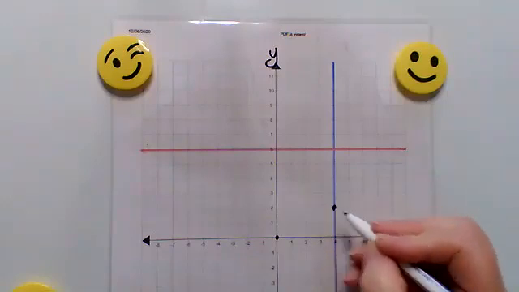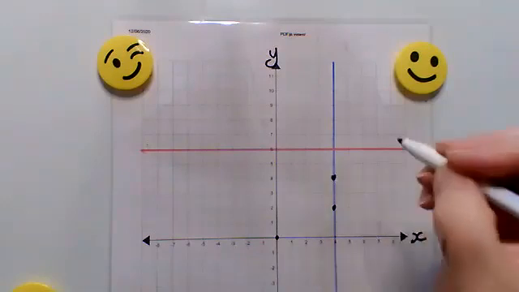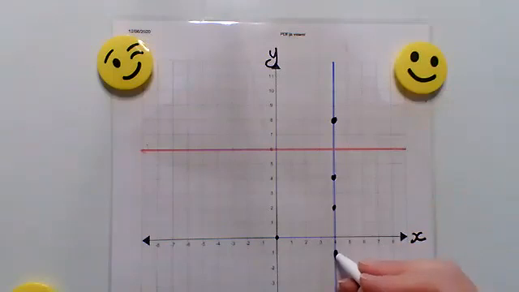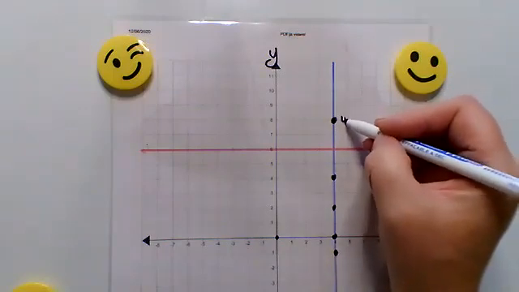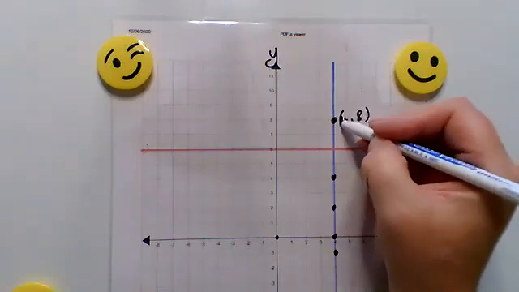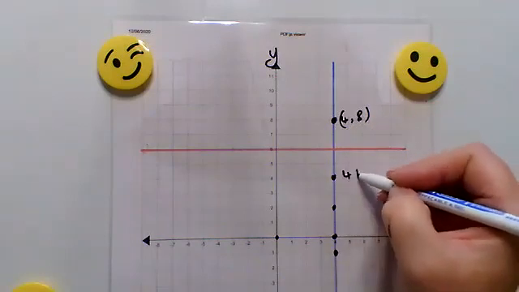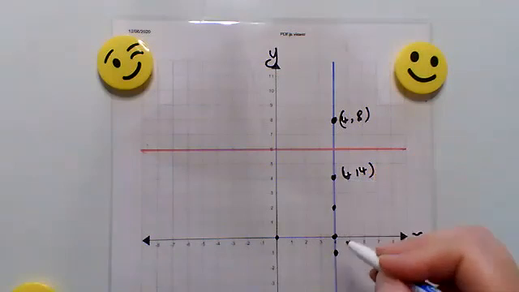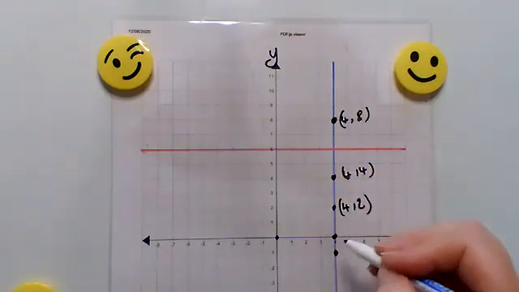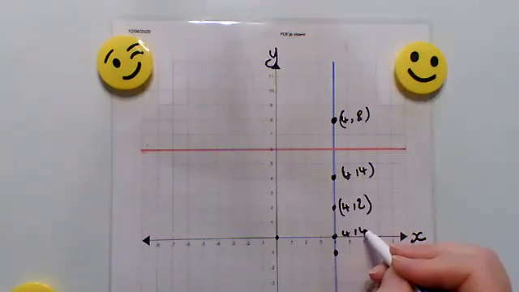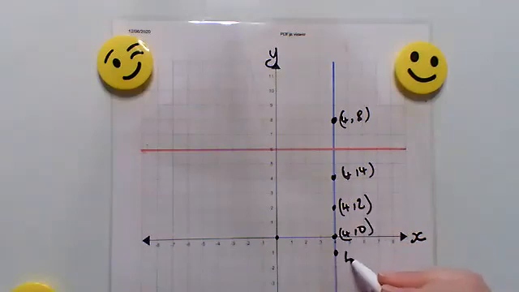Let's just have a look at some of the points on this line. So let's just put a few there. So this point would be 4, 8. This point would be 4, 4. This point is going to be 4, 2. This point would be 4, 0, and this point would be 4, negative 1.